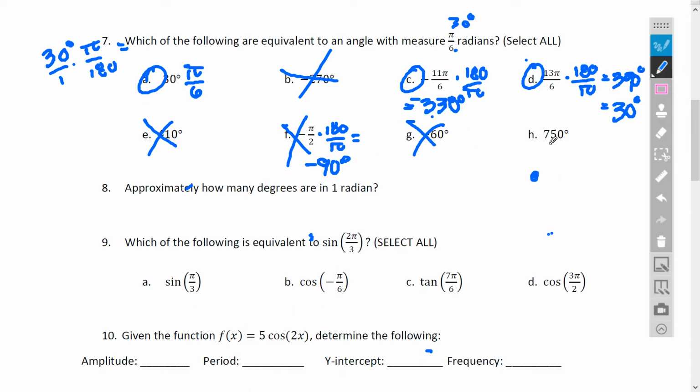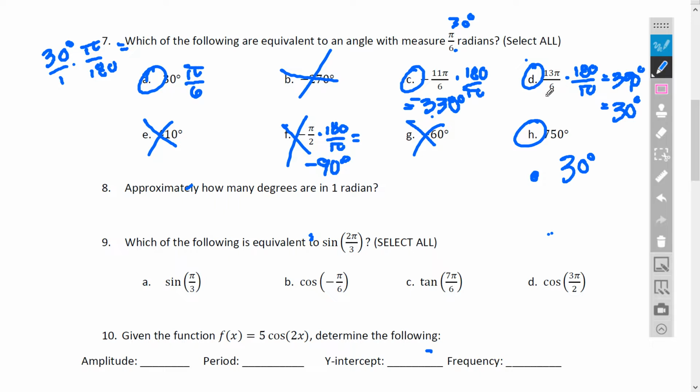And a 750 degree angle, let's subtract 360 from this a few times. So subtract it once, you get 390. Subtract it again, you get 30. This is a 30 degree angle, so this one is also equivalent to pi over 6.